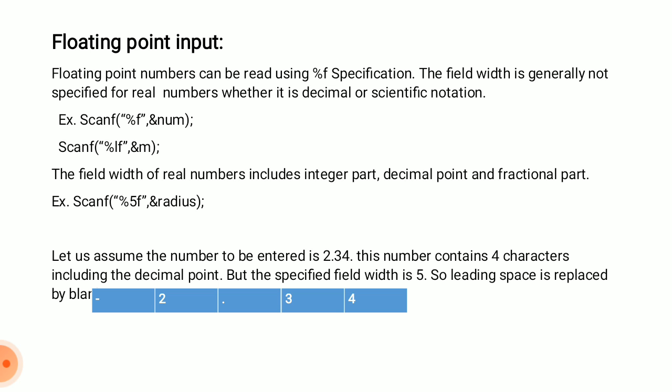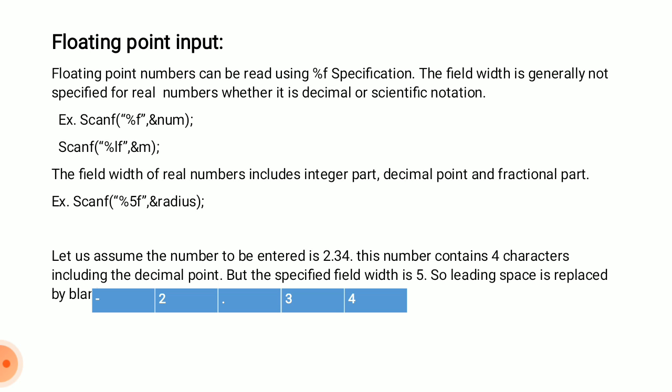In the example, you can see %f, that is a control string, and num is the address of a variable where the value is stored in that particular location. Another example is scanf with %lf. %lf means long float. If you want to read a double precision number, then you have to specify lf rather than only f.